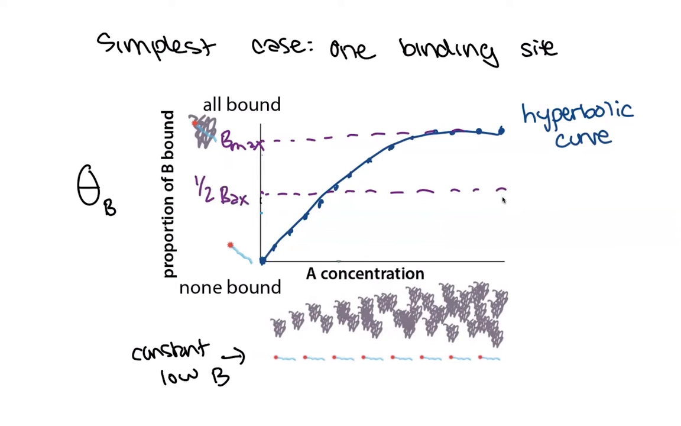And the value of doing that is then if we go down and we look at the concentration, well, this is going to be our KD, because remember, that's the concentration of one partner at which half of the other partner is bound. So this allows us to find the KD.